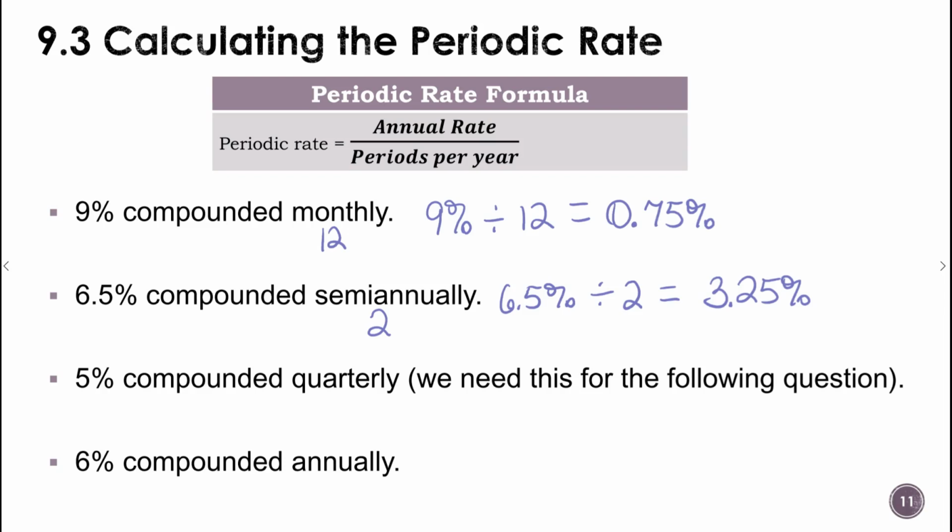We've just been talking about quarterly, right? We're going to divide 5% by 4, because quarterly would be 4 times per year, and so that would be 1.25%, and that's every 3 months. Annually is only 1 time, so it would just be 6%, right, because we're dividing by 1. So once a year, 6% interest.